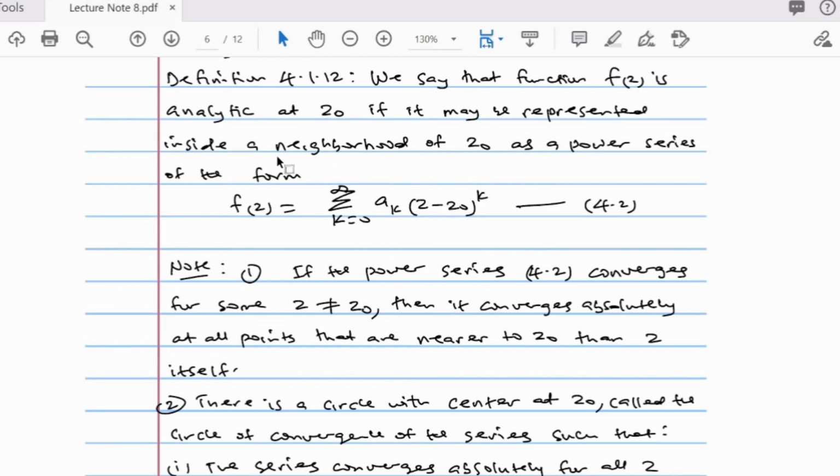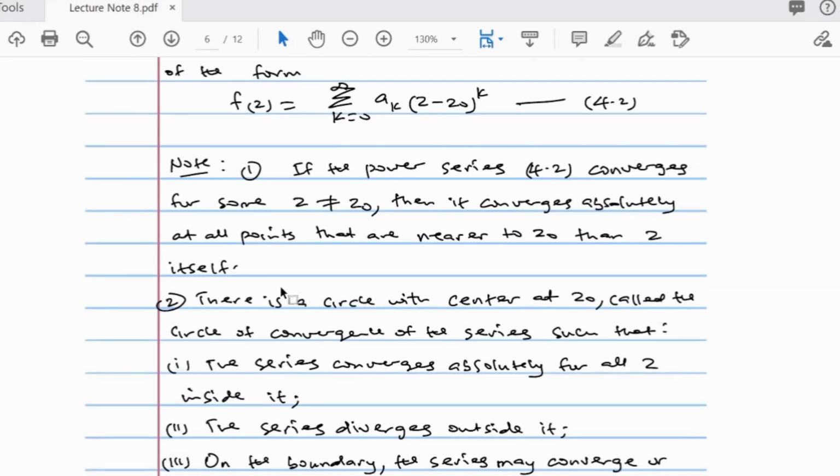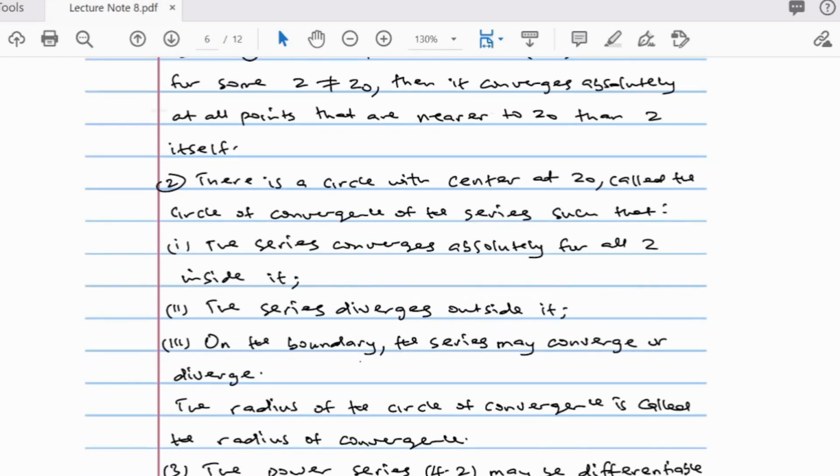Now there are several things you can bring out from the power series. The power series converges for some point that is not equal to z naught if it is absolutely convergent for all points nearer to z naught. Now, at this point z naught, you can always find what I call the circle of convergence. Inside that circle, the series converges absolutely for all z inside the circle of convergence. The series diverges outside the circle of convergence. And on the boundary of the circle, two things can happen: the series can either converge or diverge.